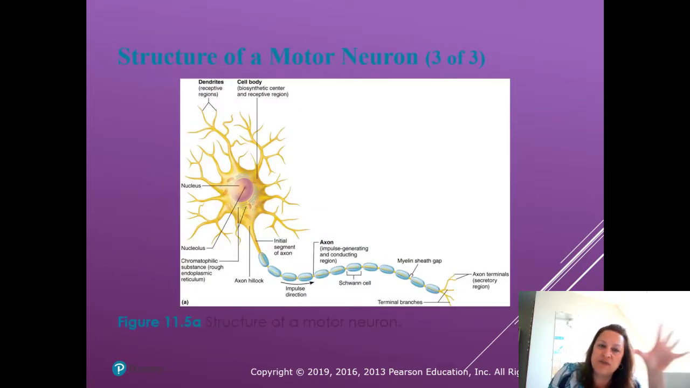Again, we have the dendrites, the receptive regions going towards the cell body. No myelin on the dendrites, only myelin on the axon, right, that sends that impulse away from the cell body.